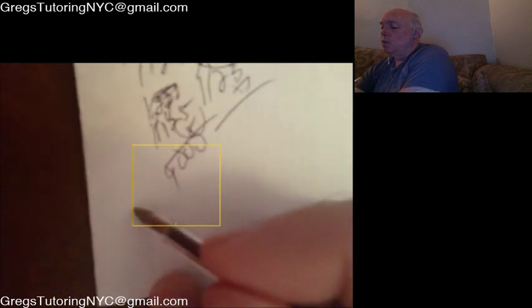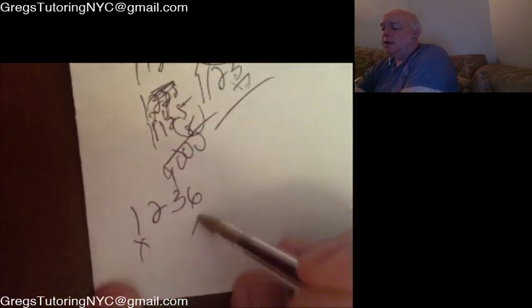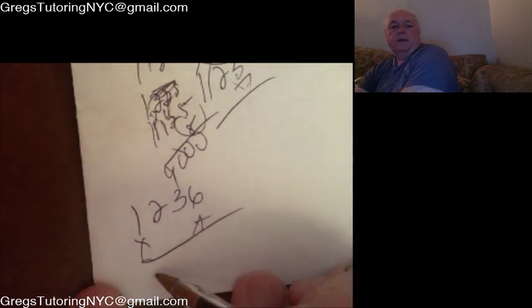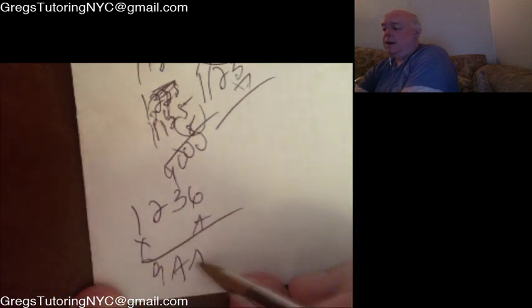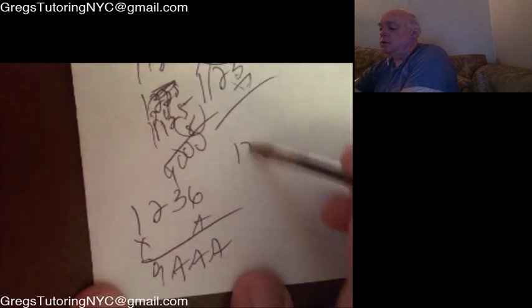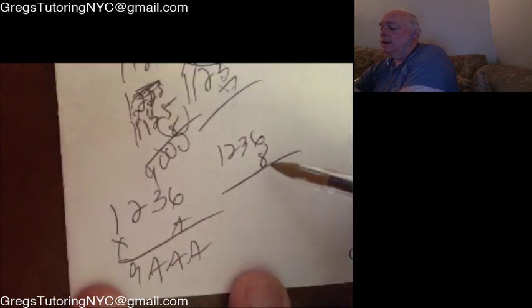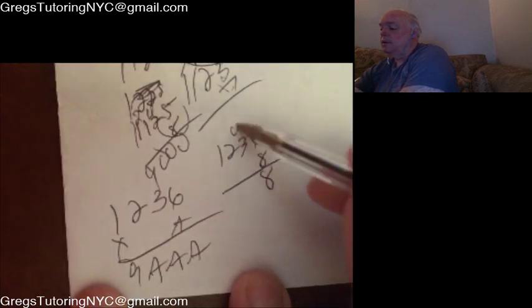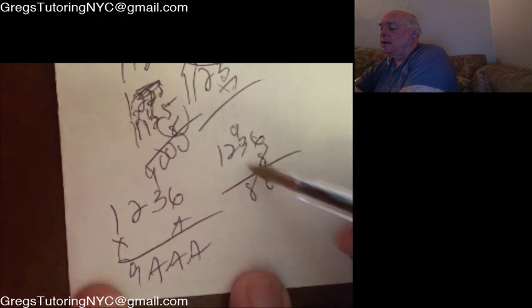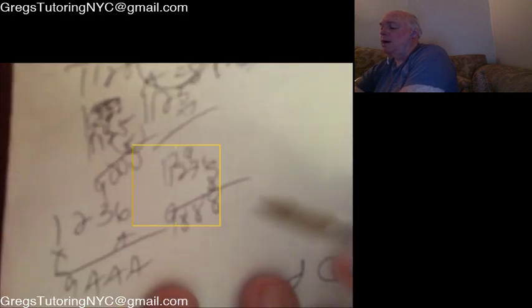So I had 1, 2, 3, 6 times A became 9A, A. So let's replace it by 8. So we get 1, 2, 3, 6 times 8, right? So we get 8 times 6 is 48, carry the 4. 24 plus 4 is 8, 2. 8 times this is 16, 17, 18. 8 plus 1 is 9. And voila, we get it.